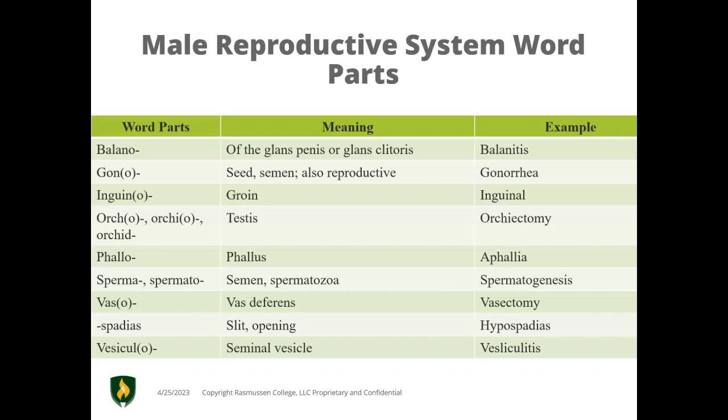Now, this chapter will also discuss the pathology related to the male reproductive system. This will include things like STIs or sexually transmitted infections, BPH or benign prostatic hyperplasia, prostate cancer, testicular cancer, as well as some other diseases and conditions. So as always, please make sure you are reading through that.